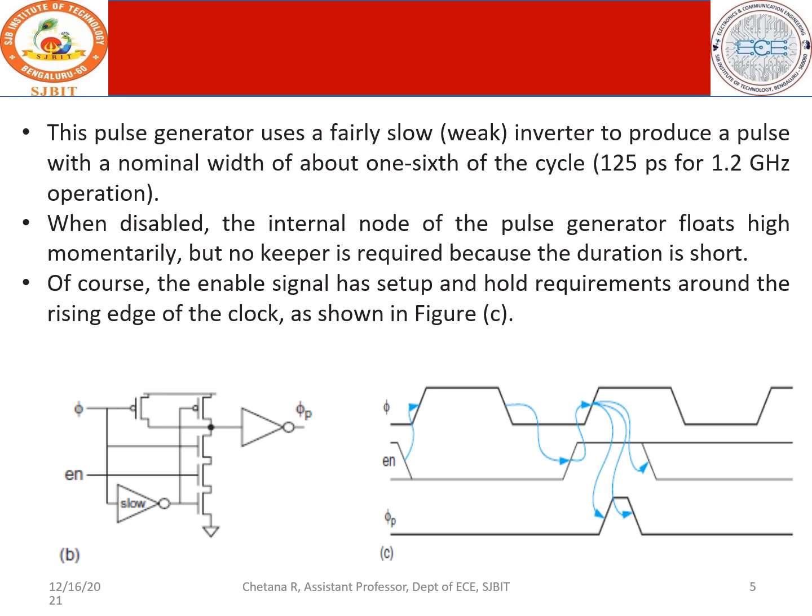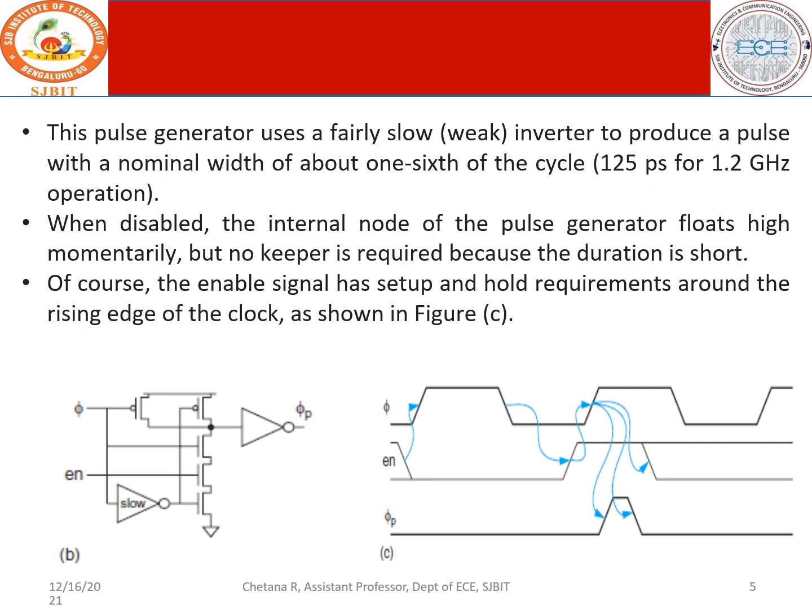This pulse generator uses a slow or weak inverter to produce a pulse with a nominal width of about 1/6 of the cycle. So this is responsible for generating a nominal pulse. When this inverter is disabled, the internal node of the pulse generator floats high, but there is no keeper. No keeper is required because the duration is short.